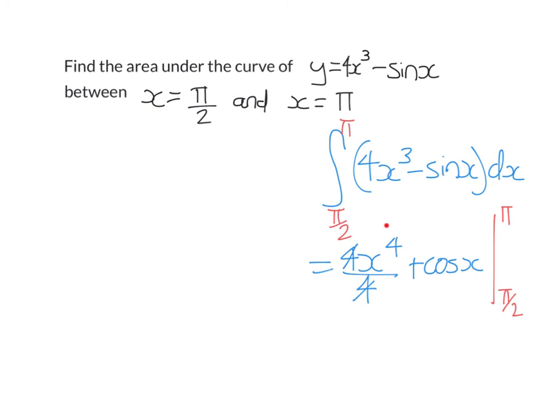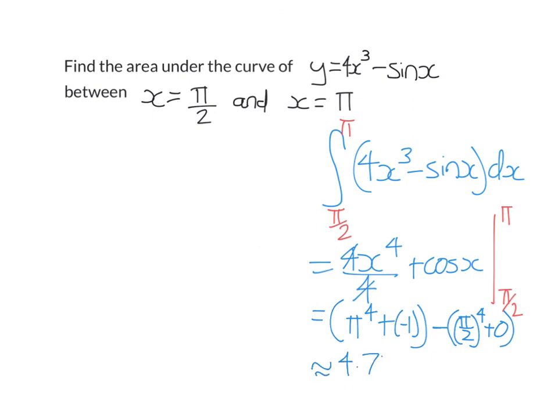So we're going to substitute x equals pi into this function here. We would just get pi to the power of 4 plus, now cos of pi is minus 1. Then we're going to subtract when x is pi on 2. So x to the power of 4 plus cos of pi on 2, which is 0. You can just put that on your calculator and you get about 4.73 units squared. Again, we found the area under the curve between these two values without even needing to graph it.